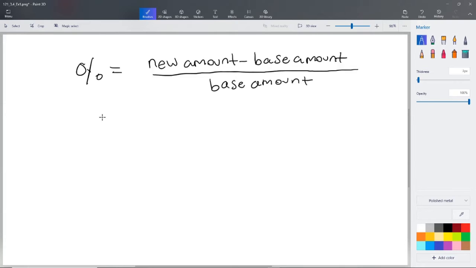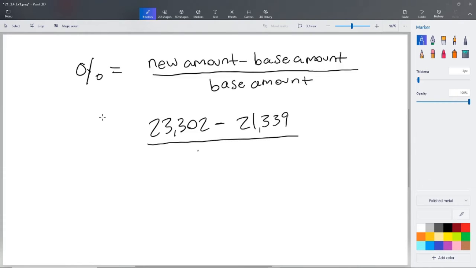Well, that's a good point. We should definitely check this out. So we know that his price of the car, or the new amount, if you will, is $23,302. The dealer cost of the car, what the manufacturing company charges the dealers for the car, is $21,339. And that's also going to be our base amount. So that's what we're going to divide our total against here, is $21,339.